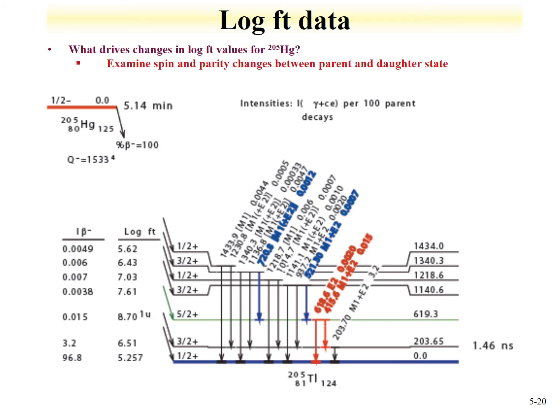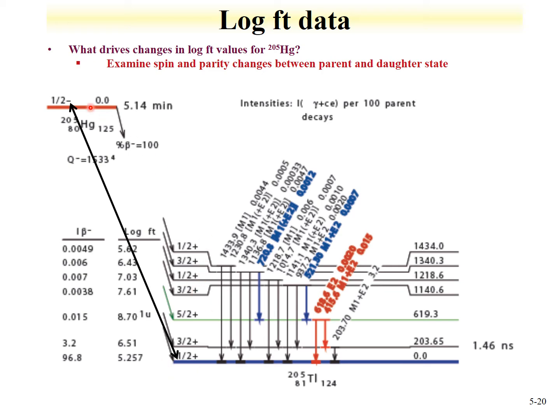So what drives these changes in these log FT values? Let's examine it for mercury 205. Here are these log FT values. What we see is that the decay in beta is really driven by the change of the spin and parity from the parent state to the daughter state. The lowest log FT value is for a 1/2 minus to 1/2 plus state. And we see that these transitions, if we were to try to go from a 1/2 minus to a 5/2 plus state, we have the highest log FT value, and that's driven by this overall change in spin.